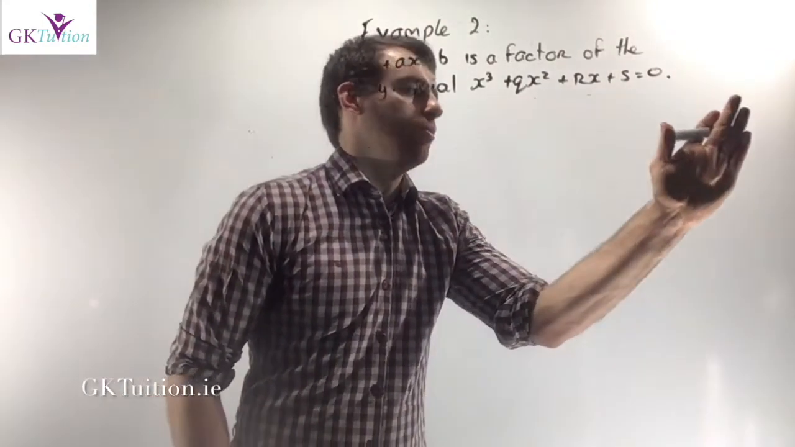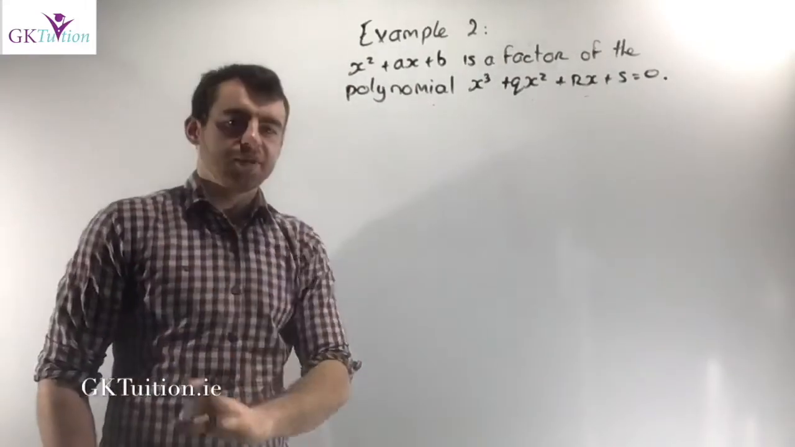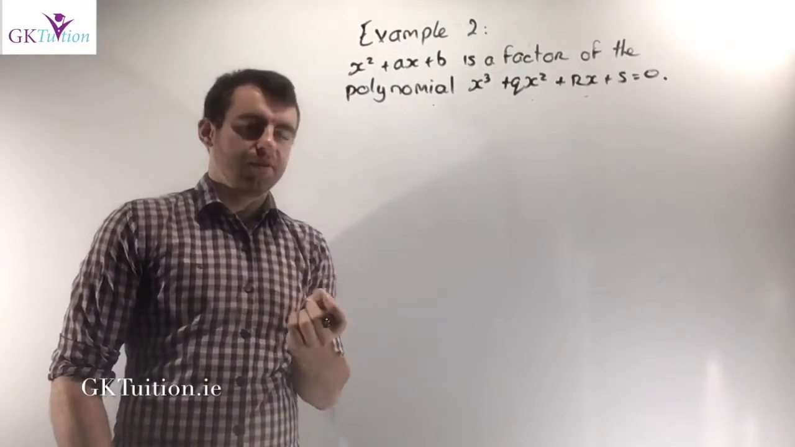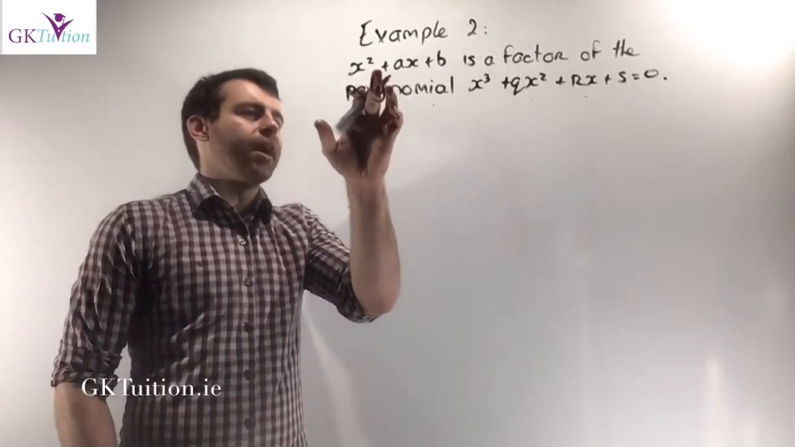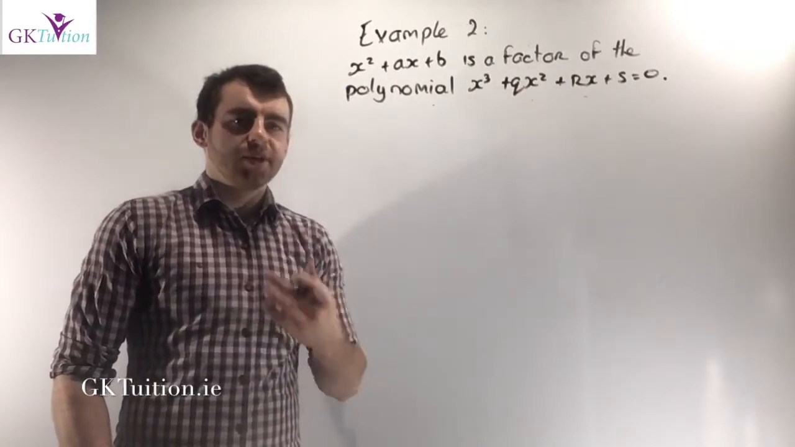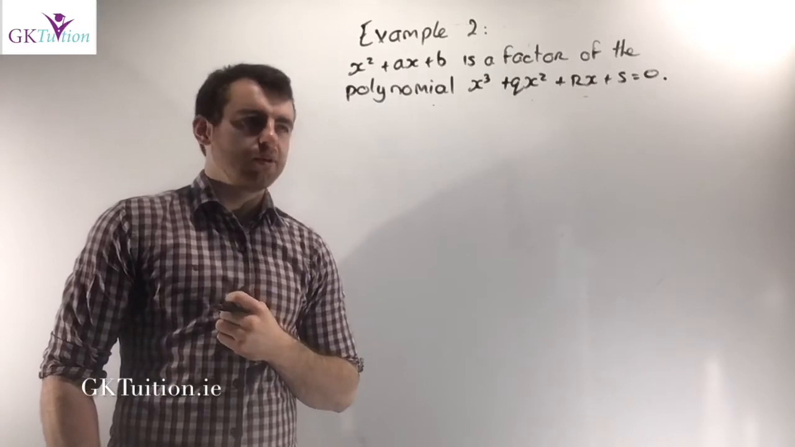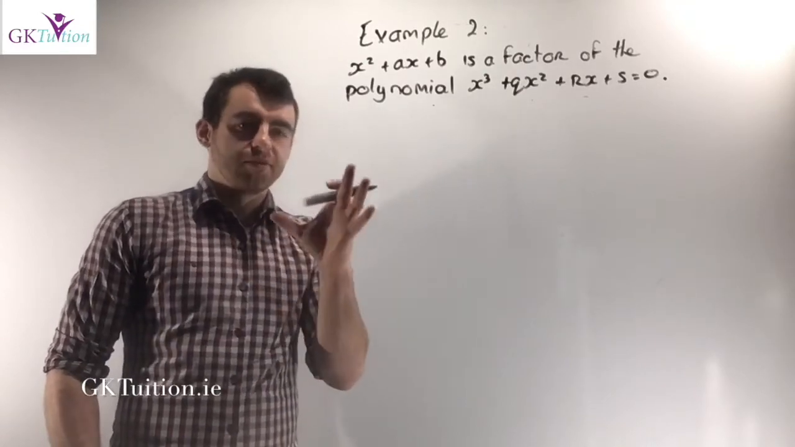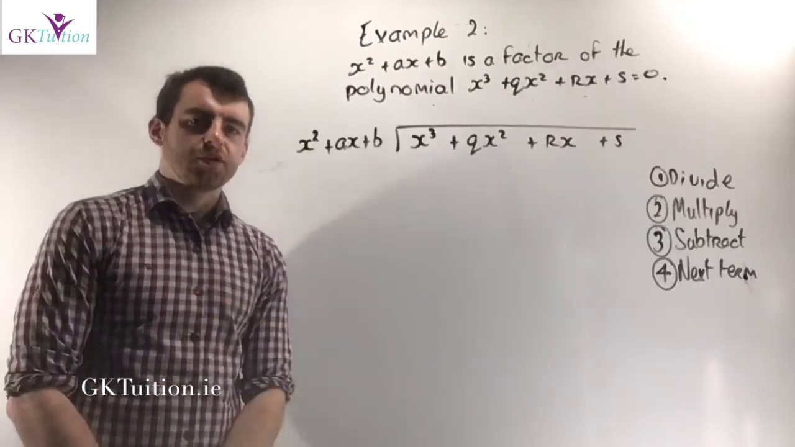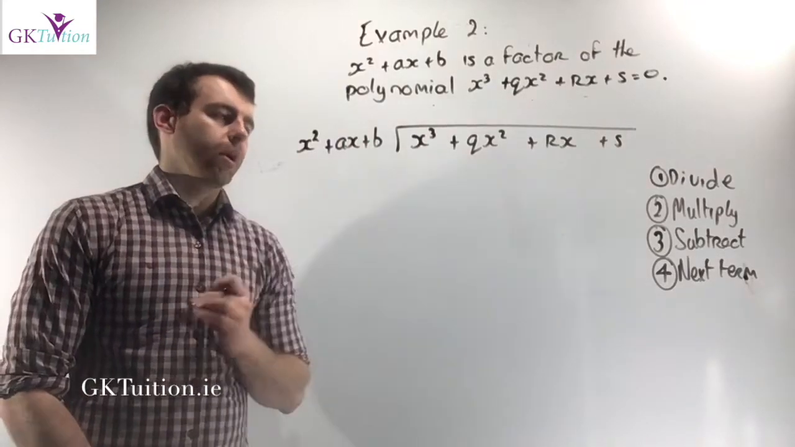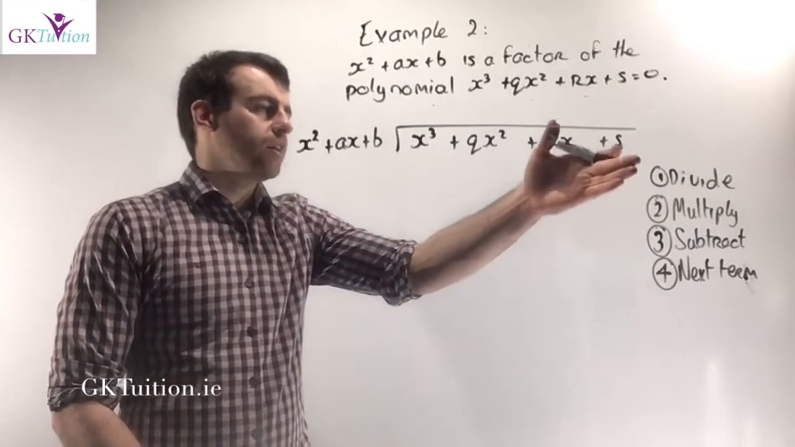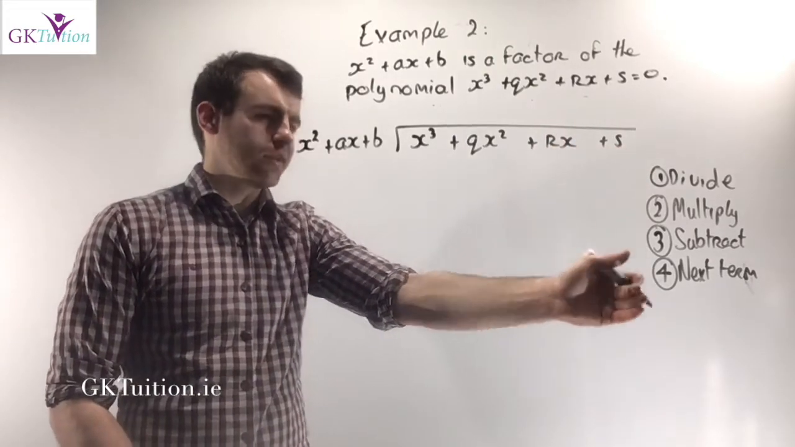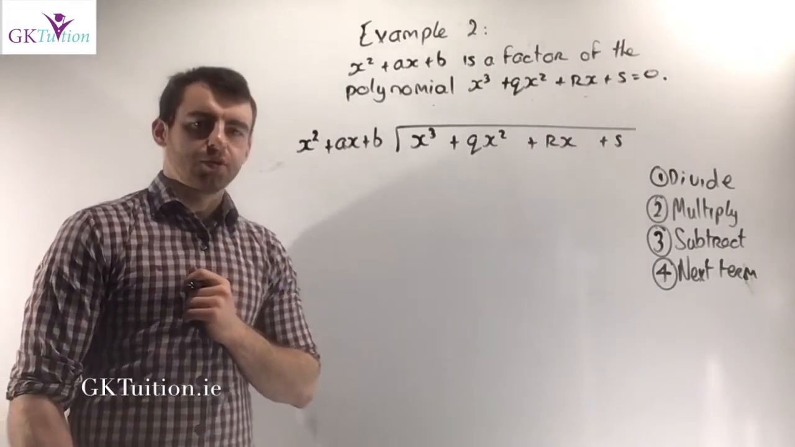That's what I need to prove, but in order to prove it, I first need to carry out a very difficult long division question. I know that this quadratic is a factor of this cubic, so when I divide it in, my remainder will be equal to 0. And that's all that's relevant for the first half of this question. So I'm going to divide my quadratic into my cubic. And I'm going to follow the same steps as we've been following since third year: divide, multiply, subtract, and then next term. So let's just go through this one.